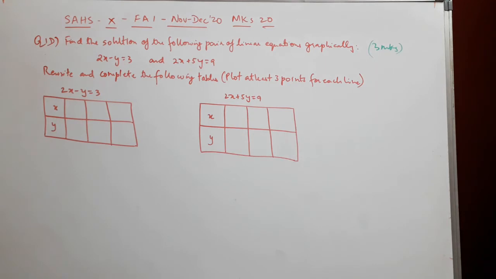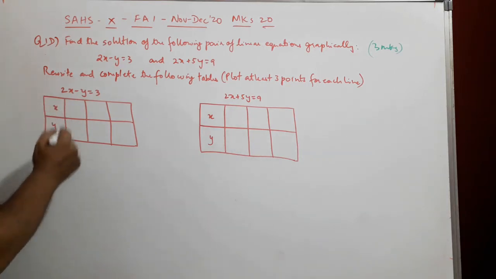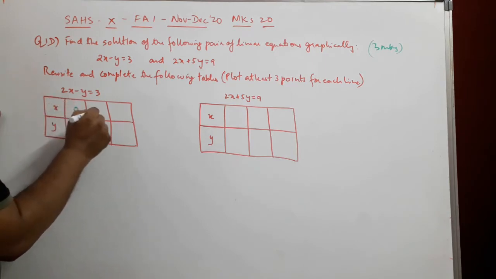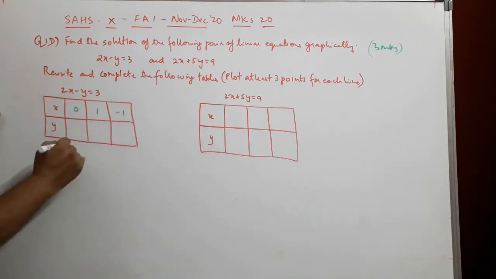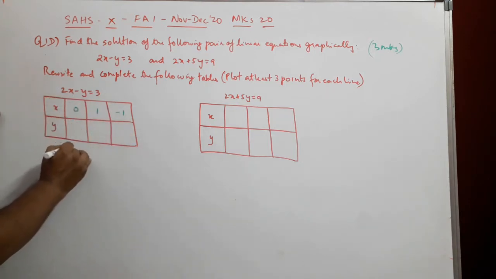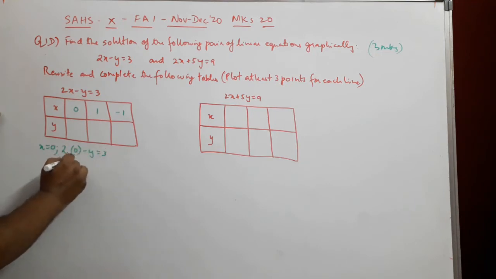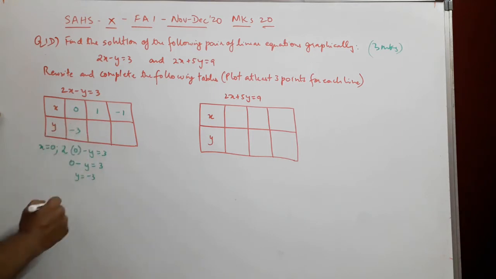Okay. So in the first case we need to take certain values. So let us take a few values. Let's say in the first case we'll take 0, then probably take 1, and we'll take minus 1, and let's see what we get. So taking x equal to 0, 2 into 0 minus y equal to 3, and we get 0 minus y equal to 3. So that means y is equal to negative 3.